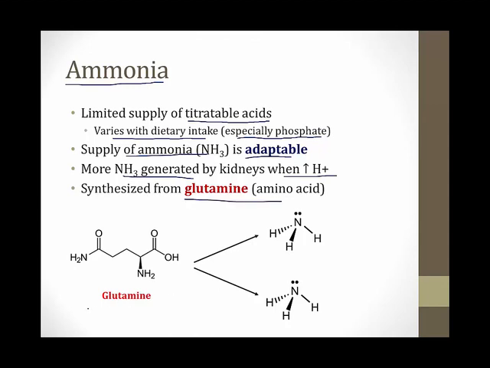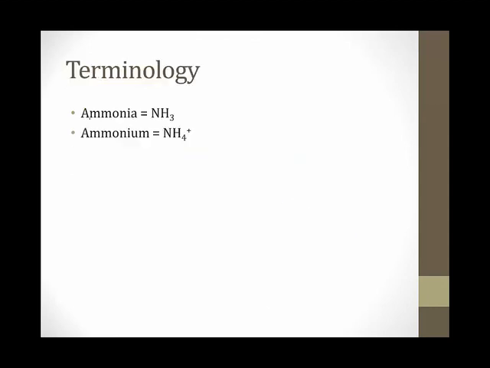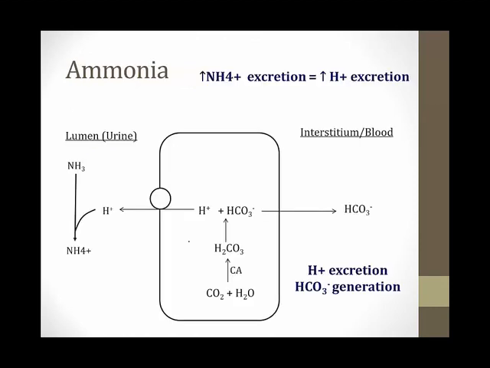Shown at the bottom of the screen is the structure of glutamine. It can be broken down to form 2 ammonia atoms. Now, just a little terminology here. Ammonia is NH3. Ammonium is NH4. It's an ammonia molecule that has picked up a proton. The process by which ammonia serves as a buffer is similar to that of titratable acids.